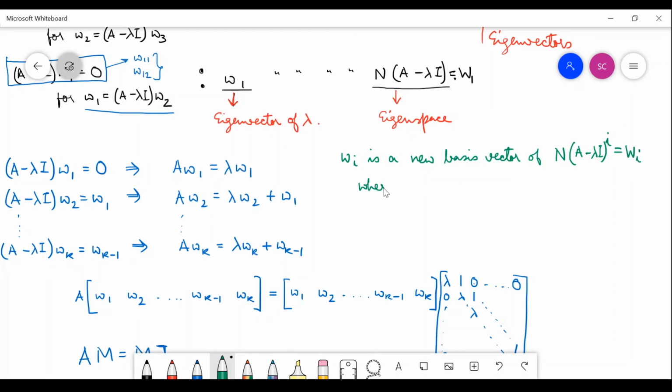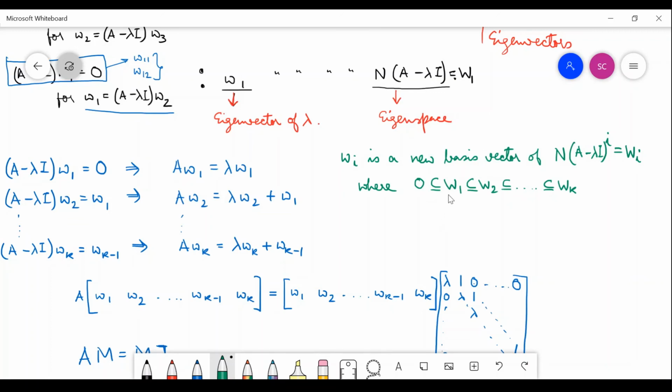where it is very easy to understand that 0 is a subset of omega 1, which is a subset of omega 2, and like this it will continue up to omega k. Omega k has all the basis vectors. So this is the space of the largest dimension. The other spaces are spaces of lower dimension. So they have a lesser number of basis vectors.